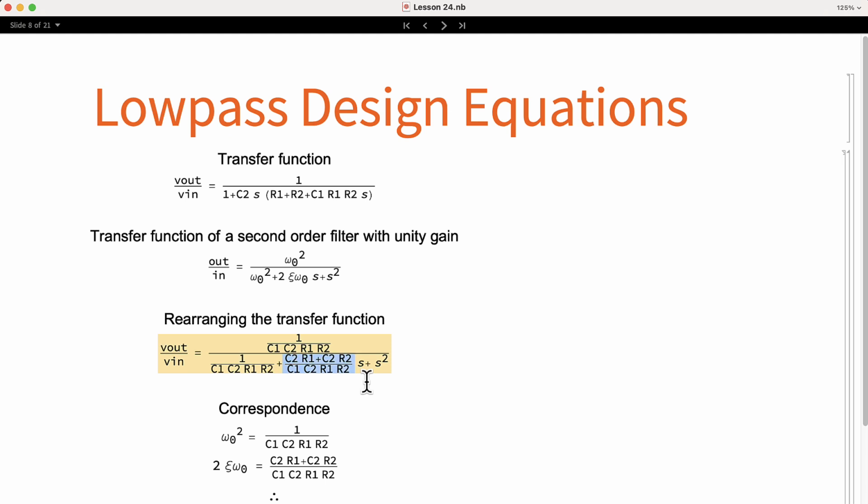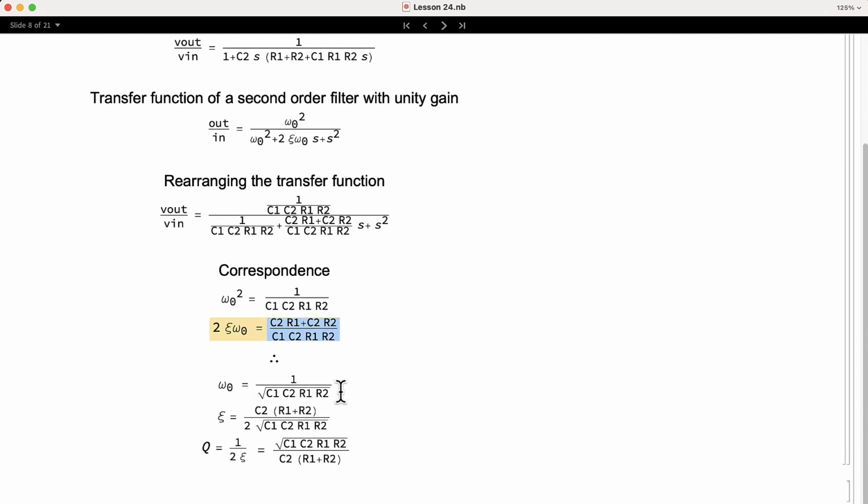If we want to convert one transfer function into the other, we have to match each of the terms. The correspondence will be that omega 0 squared has to be equal to 1 over C1 C2 R1 R2. 2 times zeta omega 0 must be equal to this term. If we solve for omega and zeta, we obtain the following formulas. If we would like to design a filter that has a certain specification of omega 0 and quality, we need to find the component values that satisfy these equations.